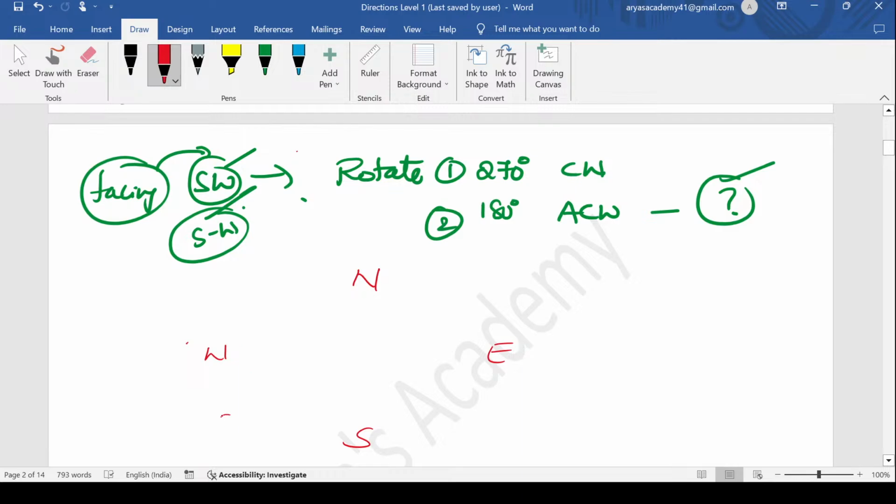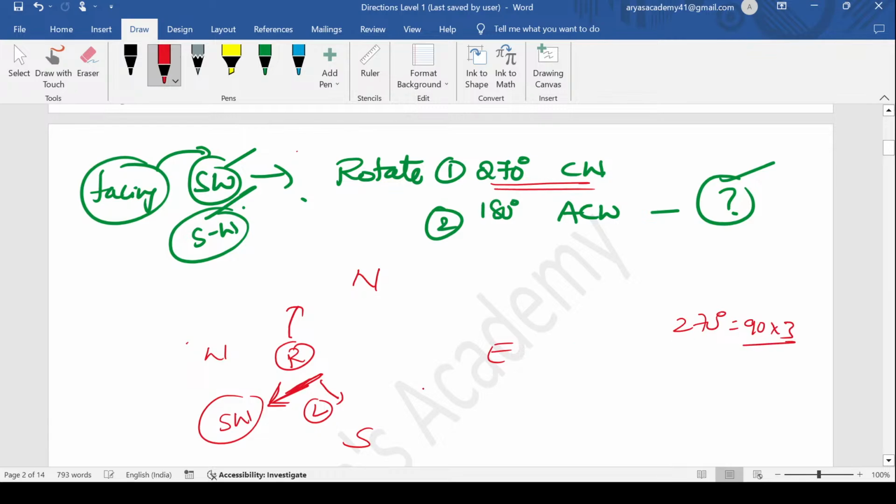This is my initial direction. Facing southwest means I am looking this way. This is my right and this is my left. Okay, first I have to go 270 clockwise. How will 270 be arrived? 270 is equal to 90 into 3, so 90 three times. I am at southwest.